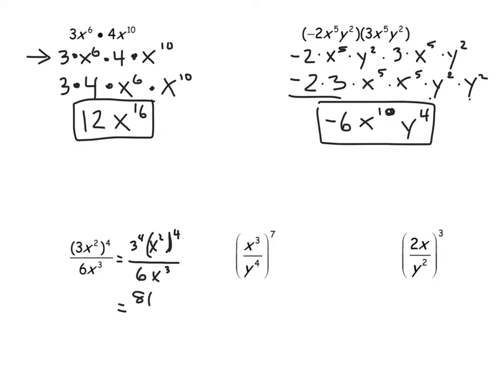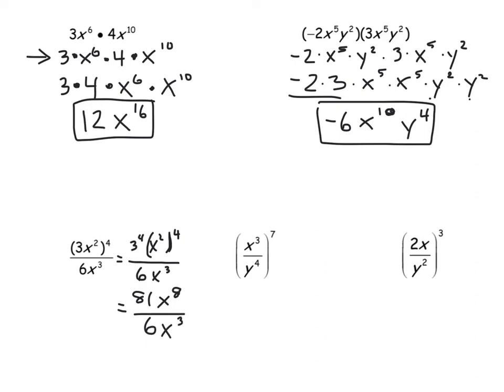The next thing we have here is x squared to the 4th power. This is the power rule. The power rule says that if we have one base of x, we can leave that base of x, and then we multiply our exponents. So we need to multiply the 2 and the 4, and 2 times 4 is 8. Over 6x to the 3rd.